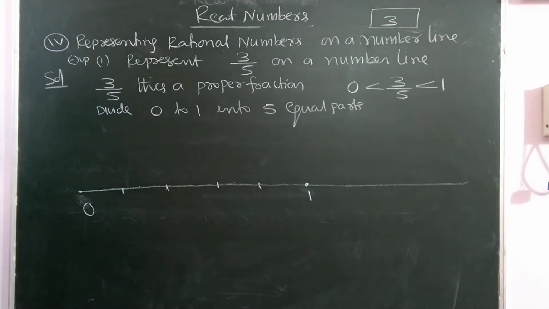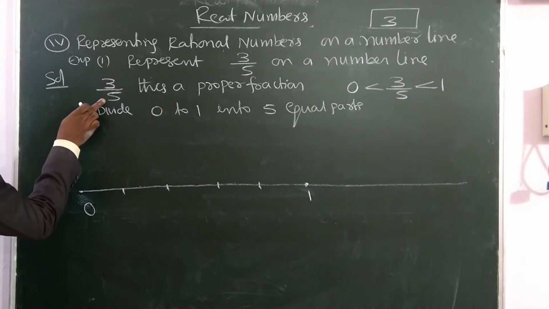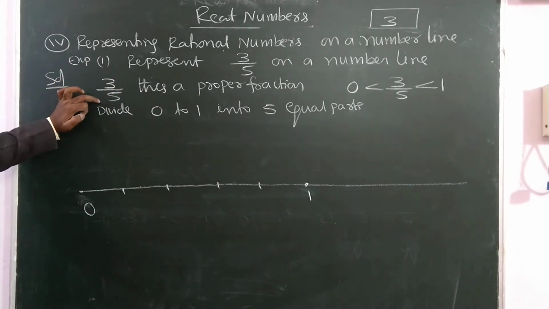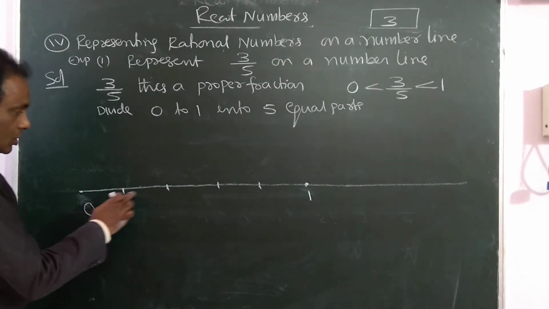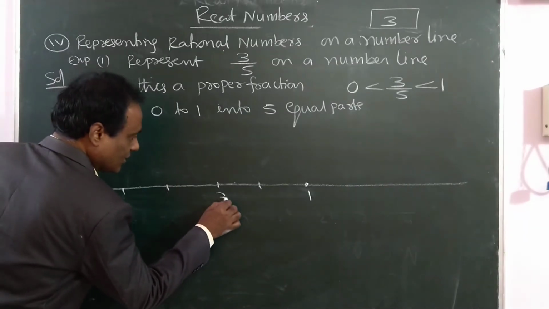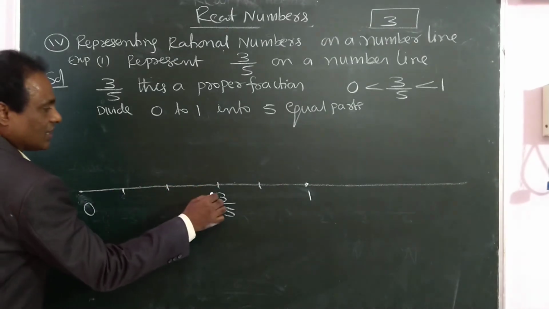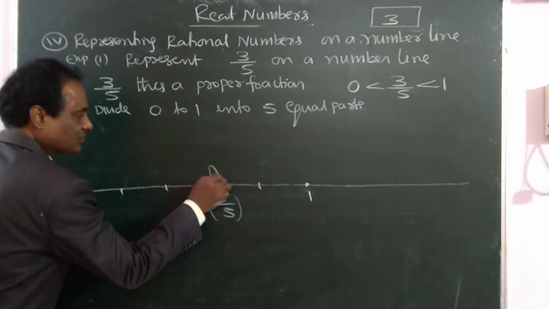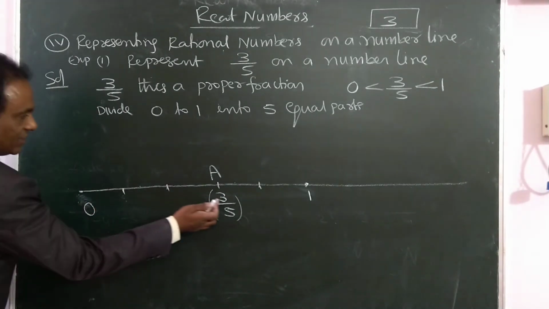Now, what is the meaning of 3 by 5? Out of 5 parts, 3 parts should be taken. Out of 5, how many should be taken? 3. So out of 5 parts, 3 parts are taken. 1, 2, 3. This is 3 out of 5 parts. This is our answer, 3 by 5.